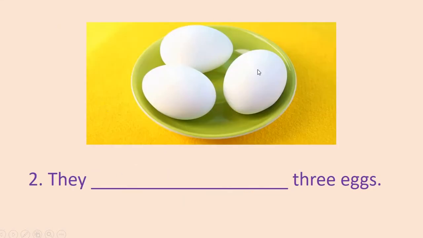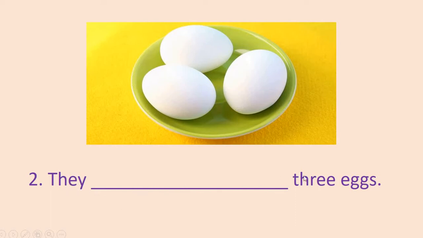Now again, see, what is the picture? There are eggs. Can you see there are eggs on a plate? So there it is they. They means more than one person. They blank 3 eggs. So what will come here? I told you what is always used with more than one person. They. Yes, they.